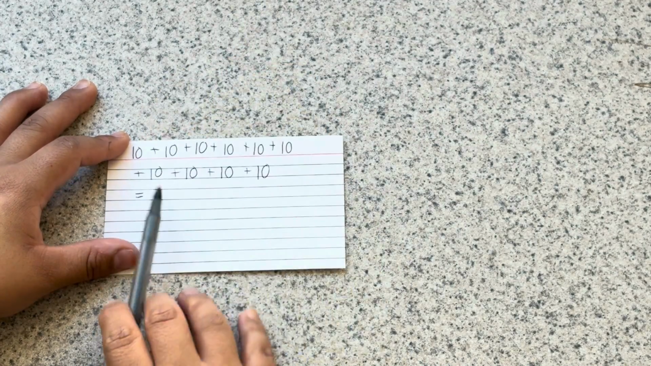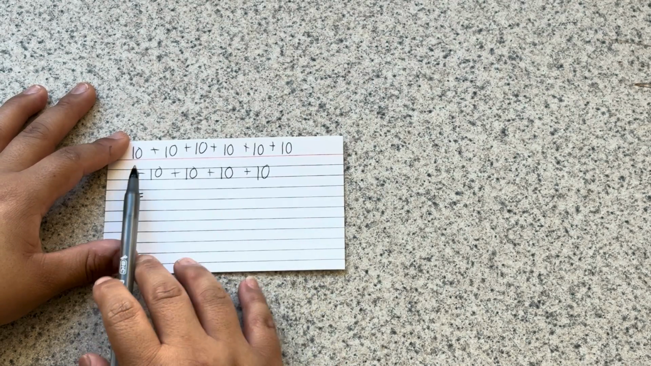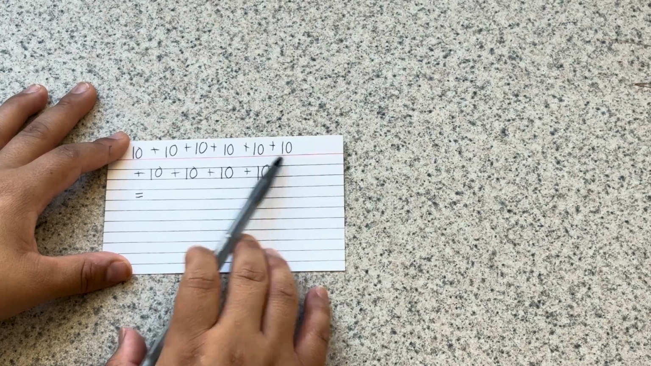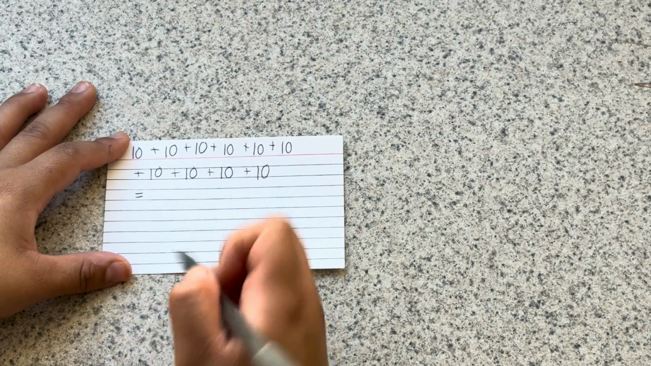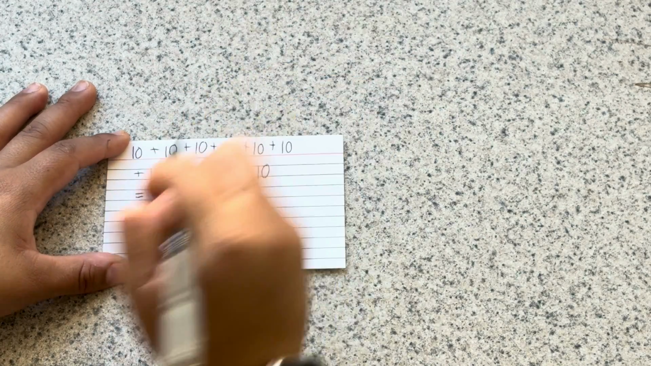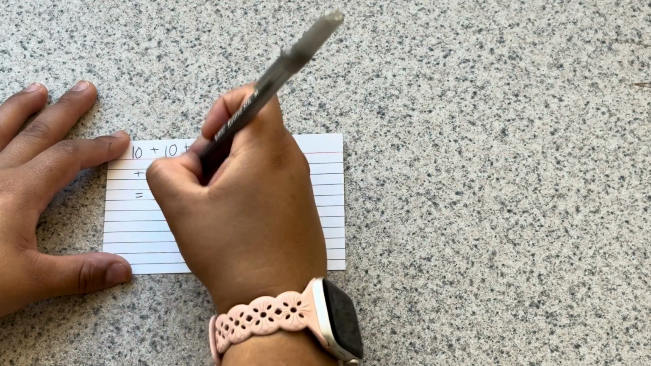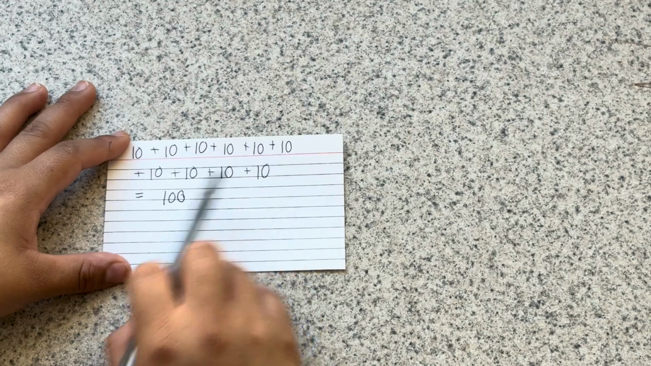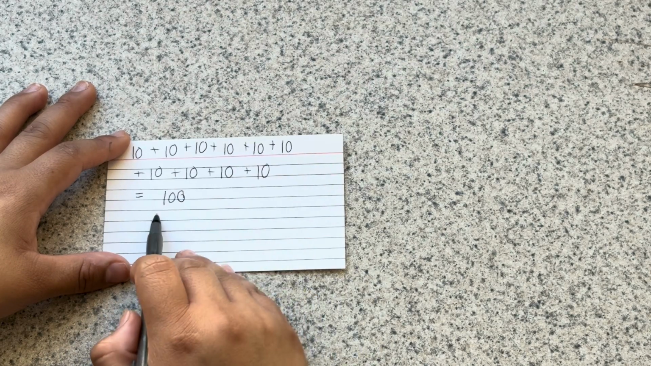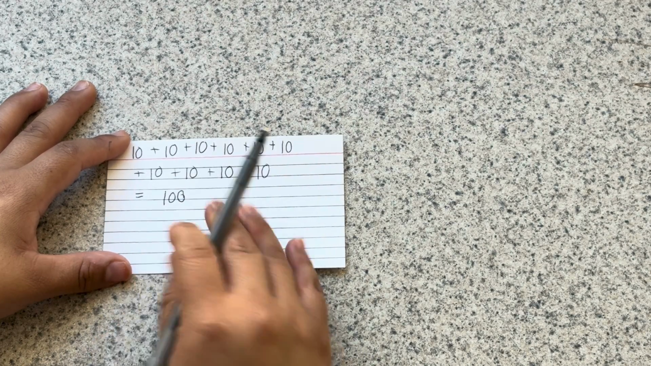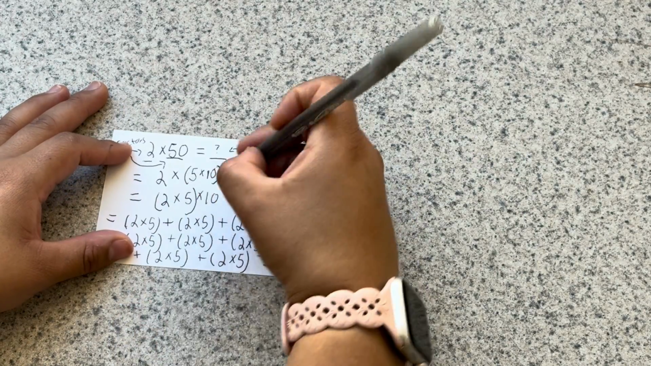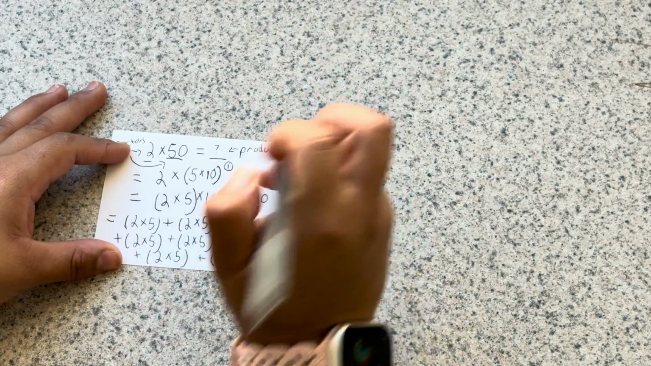And I know when I'm adding tens, I can skip count. So I can do 10, 20, 30, 40, 50, 60, 70, 80, 90, and 100. If you already knew 10 times 10 is 100, even better. But if you had to skip count, that's perfectly okay too. So then the answer, or the product, is 100. The answer to this is 100.